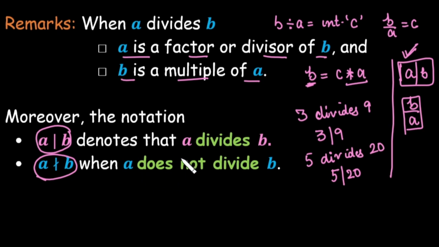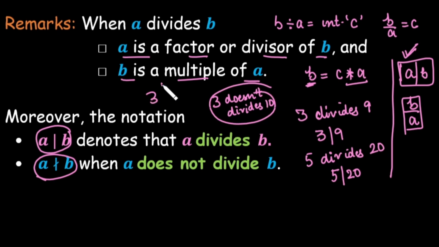And in the second case, when we say that 3 does not divide 10, this statement is represented as 3, we write divide and then we cross it and then we write 10 here. So 3 does not divide 10.